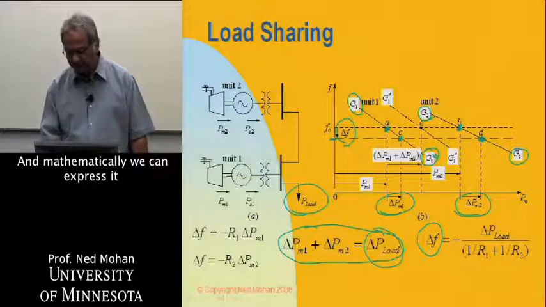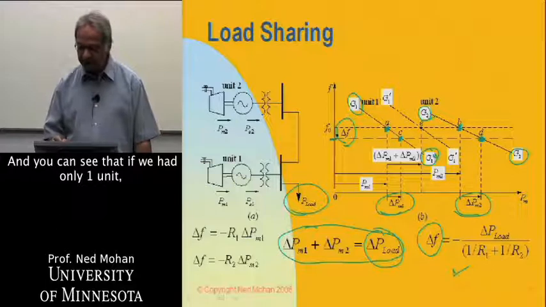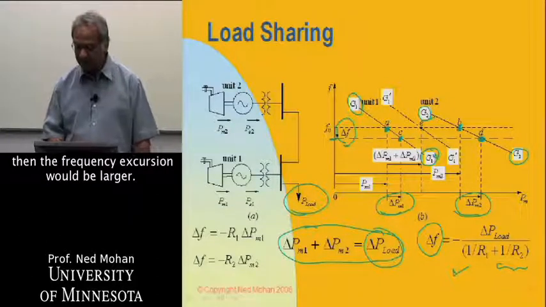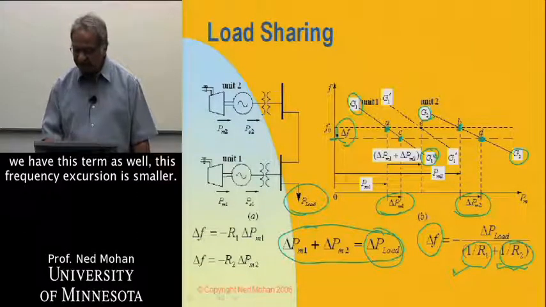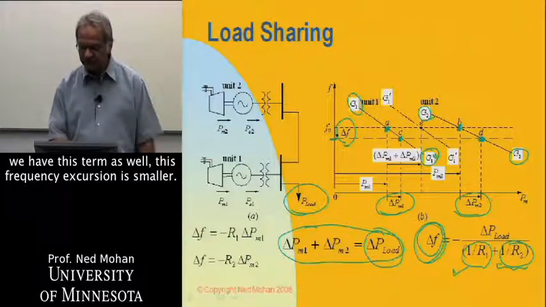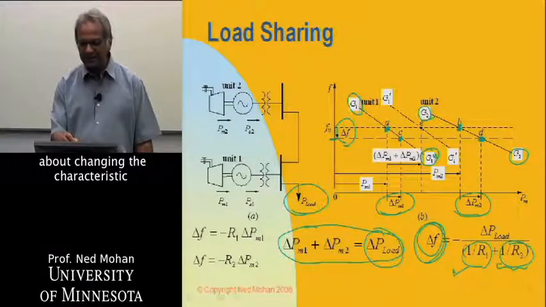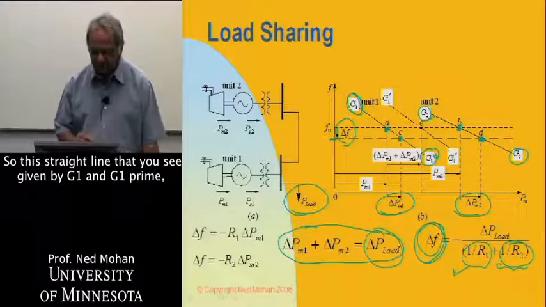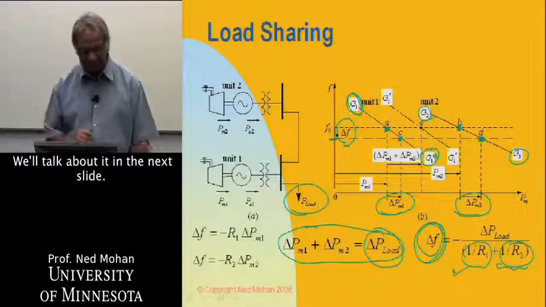Mathematically we can express it with this equation over here, and you can see that if we had only one unit and this second term was not there, then the frequency excursion would be larger. But having the second unit, in addition to this term, we have this term as well, so this frequency excursion is smaller, right? At this point, we haven't really talked about changing the characteristic for any of these units. So this straight line given by G1 and G1 prime, we haven't talked about that. We will talk about it in the next slide.